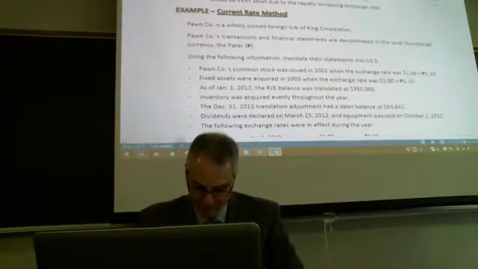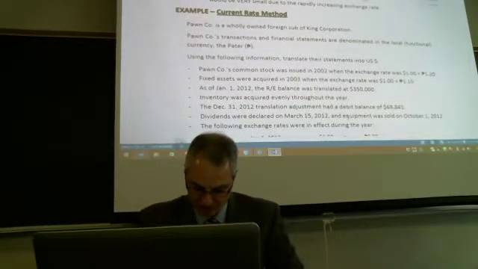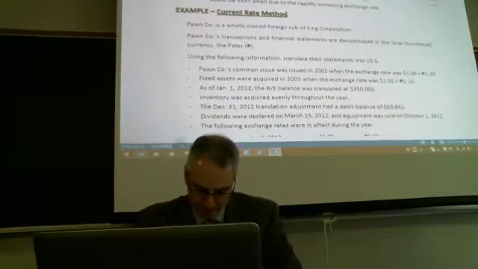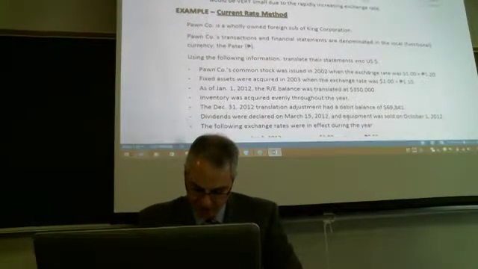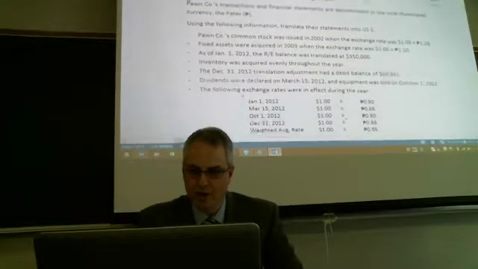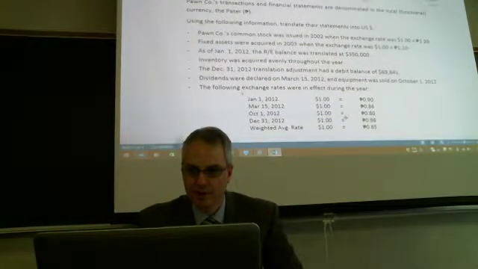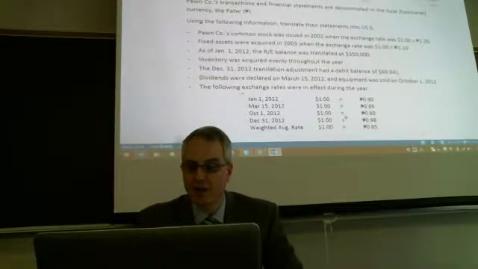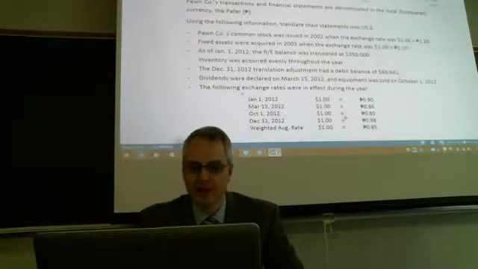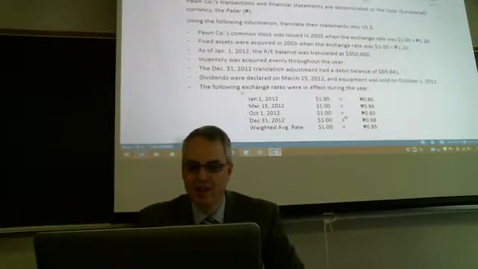Use the following information and translate their statements into US dollars. Pawn's common stock was issued in 2002 when the exchange rate was $1 to 1.2 potters. The fixed assets were acquired in 2003 when the exchange rate was $1 to 1.1 potters. As of January 1, the retained earnings balance was translated at $350,000. Inventory was acquired evenly throughout the year.